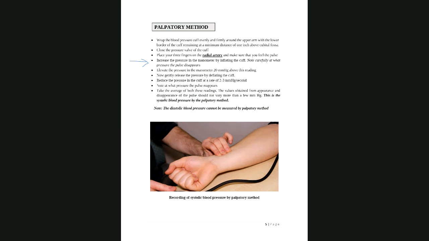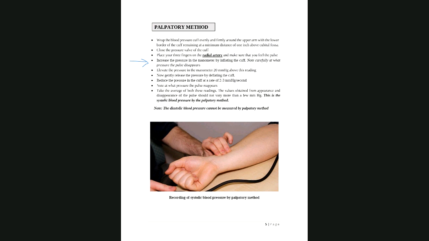Here you can see that this point is important. Increase the pressure in the manometer by inflating the cuff. Note carefully at what pressure the pulse disappears. At one point of time, when you increase the pressure, you will see that the pulse will disappear. When the pulse disappears, you will be elevating the pressure again 20 millimeters more than that value. Suppose at a value of 100 the pulse disappears, you will be increasing to 120 millimeters.